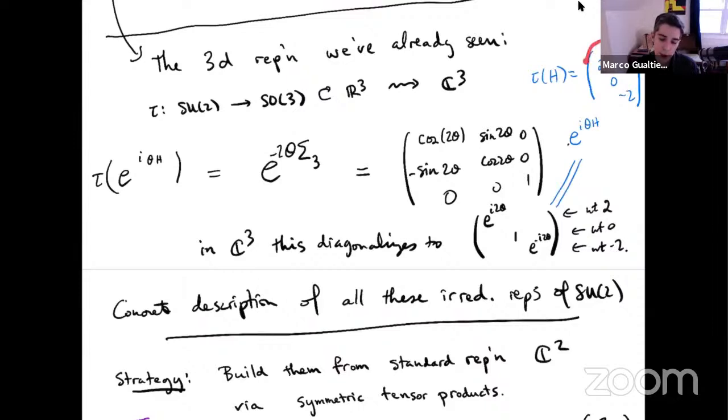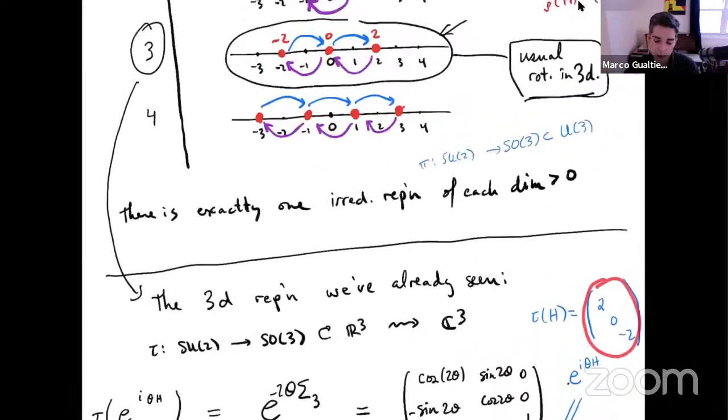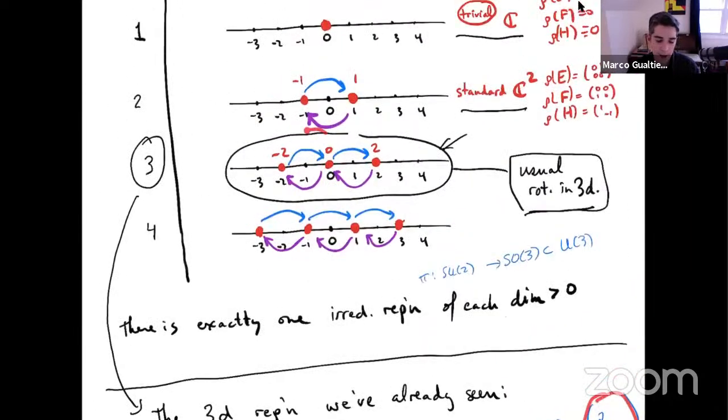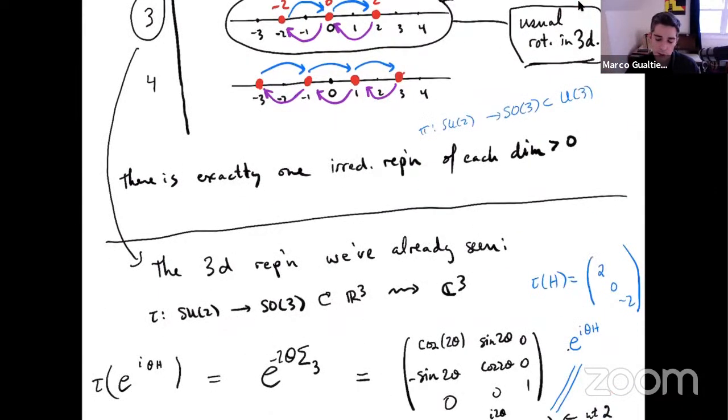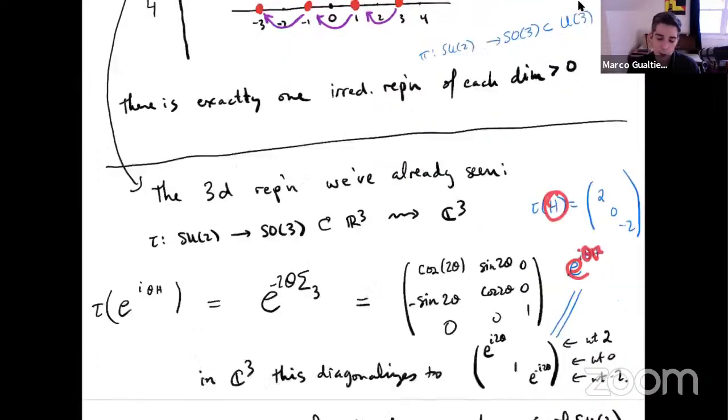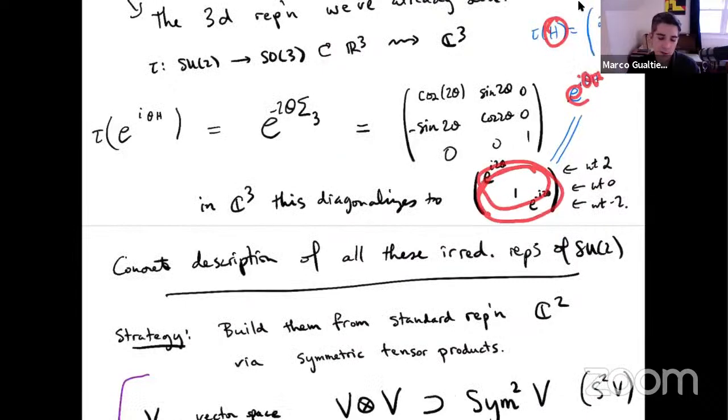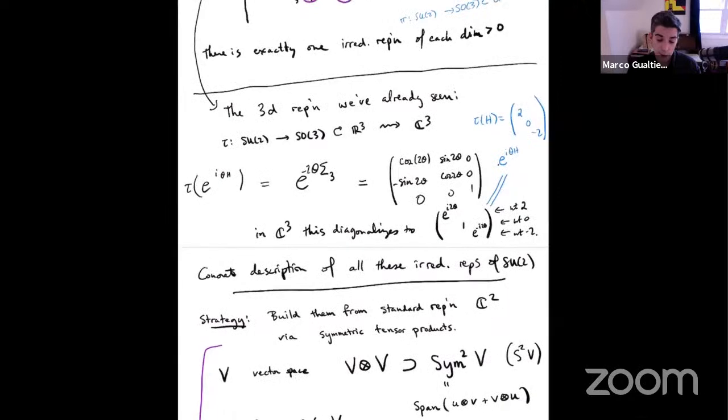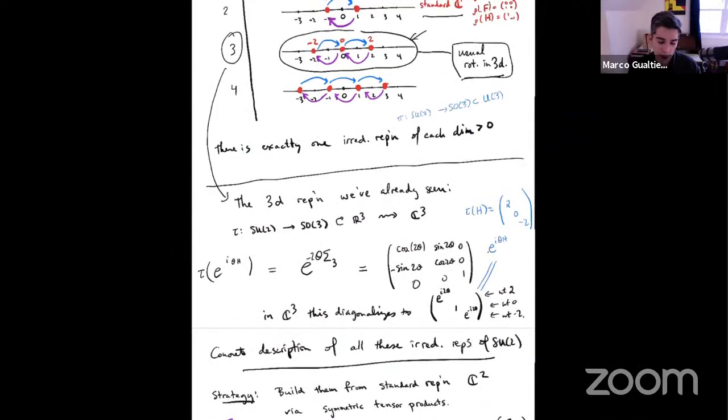So this is coming from the diagram. You can read this off directly from the diagram. You just put 2, 0, -2 as the diagonal entries. And that's the way that the little circle is acting infinitesimally. So you exponentiate that. E to the I theta H would give you this, and that's how the representation acts for the H vector.